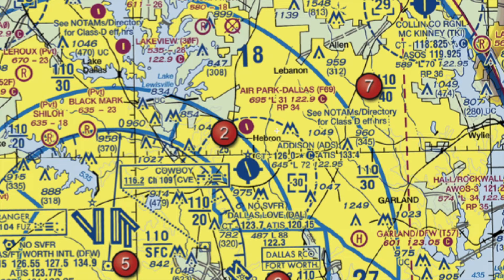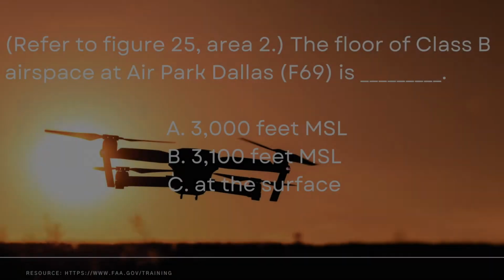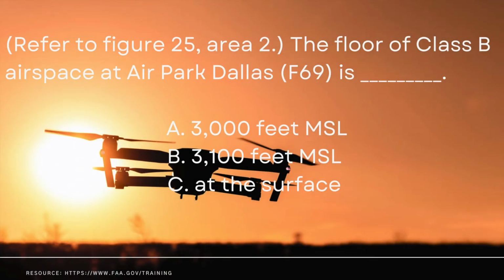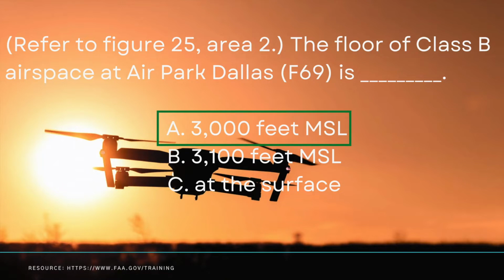So let's go back and look at the choices that we had. All right, so again, our three choices: 3,000 feet mean sea level, 3,100 feet mean sea level, and then of course C, at the surface. So the correct answer would be what? A, 3,000 feet, right? Because that's where the floor of that Class B airspace began. So it's really just a scavenger hunt. You're just looking for that particular airspace, and then you're looking at where the airspace actually starts and ends. Especially in this particular question, we're looking at where the airspace begins for that Class B airspace. All right, let's take a look at another sample problem.